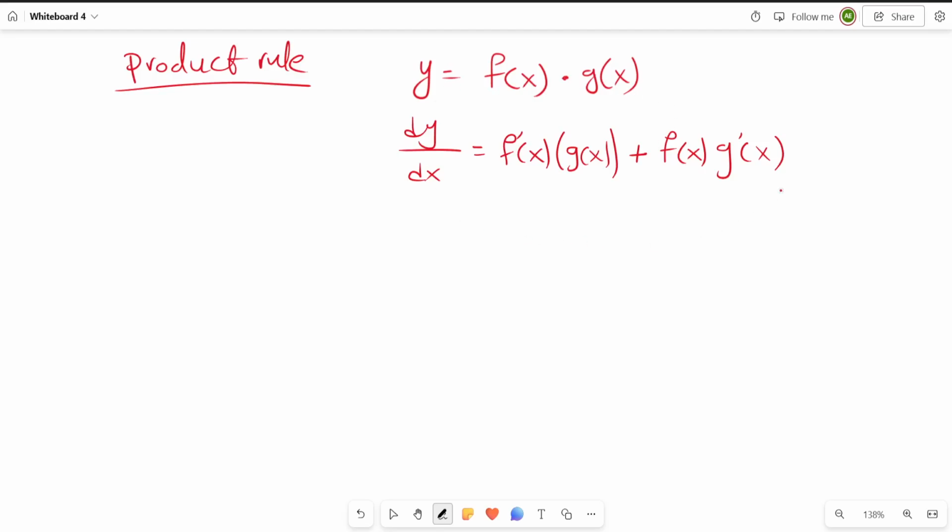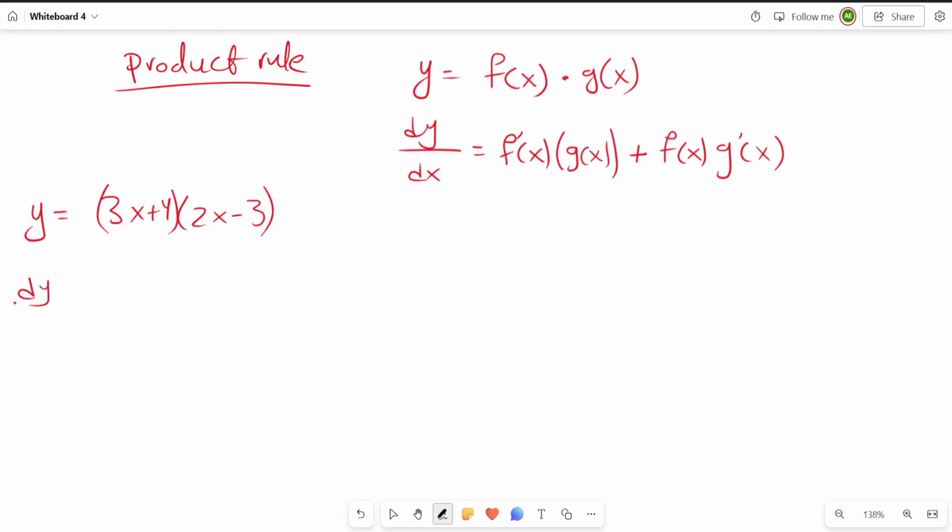However, I don't like to go through rules. I don't like to waste time on rules. It's better to jump into examples to see how this works. So let's say we have y equals 3x plus 4 times 2x minus 3.